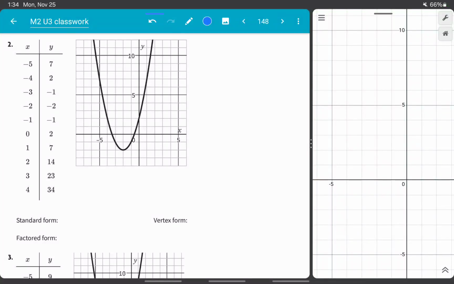Okay, let's start with vertex form. So I have a vertex right here at -2, -2. And vertex form says y equals a times (x minus h) squared plus k. So let's plug it in.